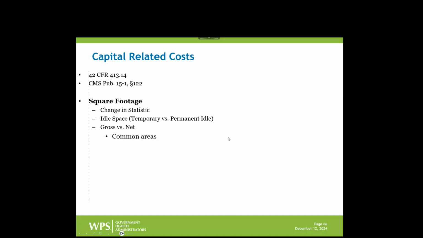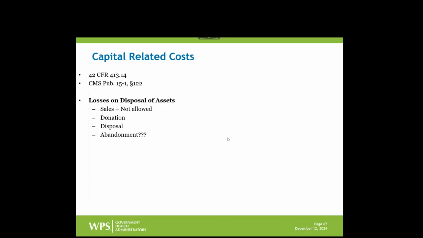And the next topic we have after square footage is losses on the disposal of assets. Now, again, this is something that is fairly obscure, but obviously disposals of assets happen. So we have a variety of things to look at. We need to look at the methodology of disposal. If it's a, and by the way, this word, I meant demolition here, I just accidentally typed in disposal. If it's a sale, donation, or even a scrapping, these are not allowed. The losses on sale, donation, or scrapping are not allowed.